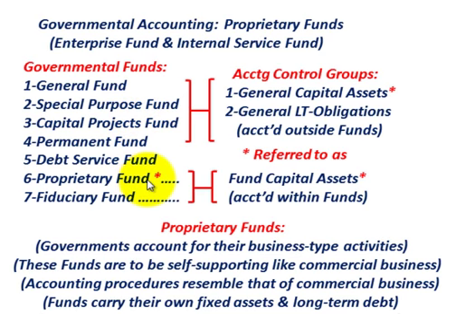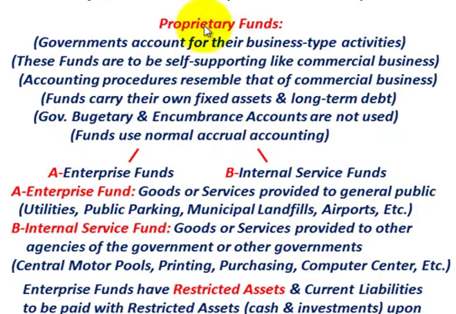Okay, so let's look at this proprietary fund. Proprietary funds are where governments account for their business type activities. These funds are to be self-supporting, like a commercial business. The accounting procedures resemble that of a commercial business. The funds carry their own fixed assets and long-term debt. And any governmental budgetary and encumbrance accounts are not used.